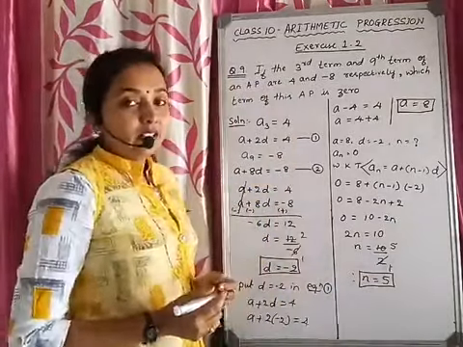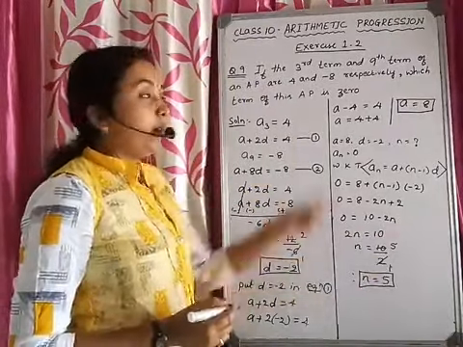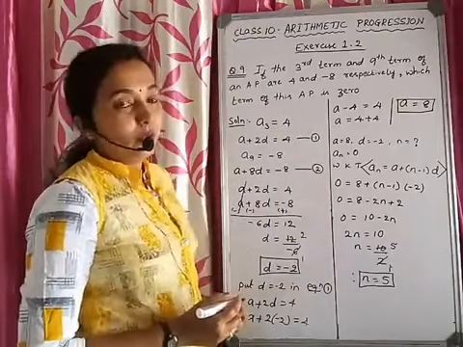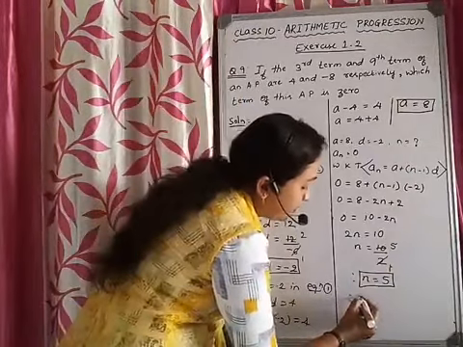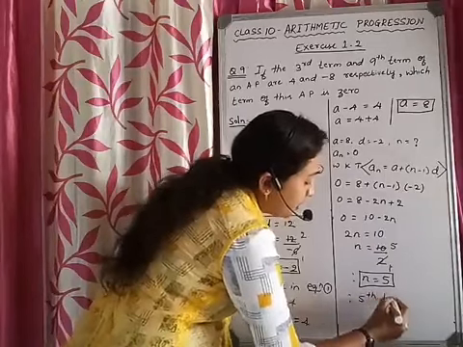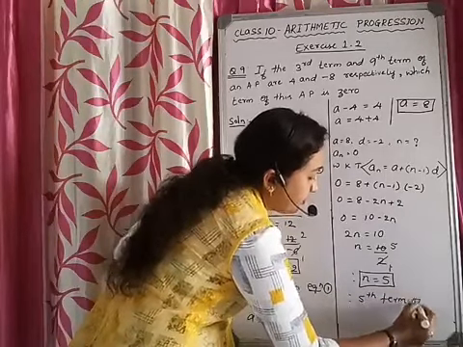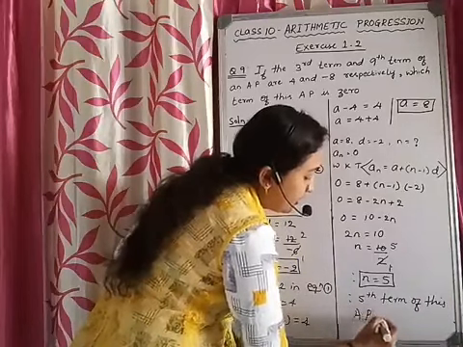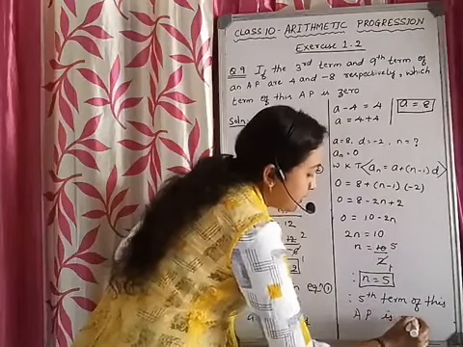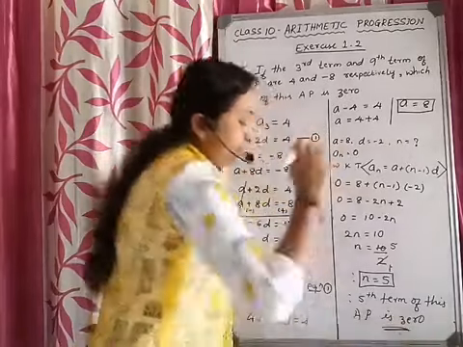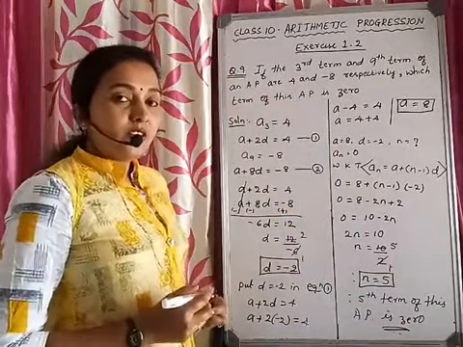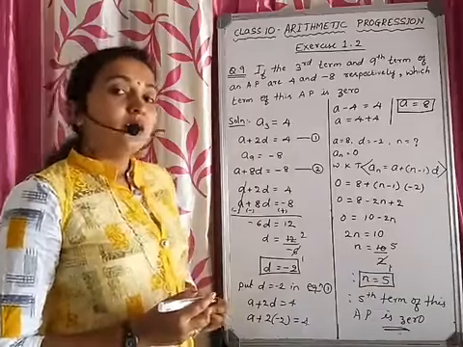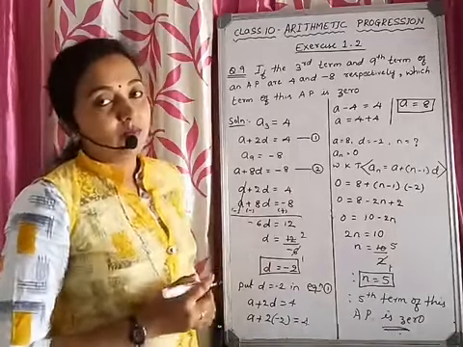Now it is clear that the fifth term of this AP is 0. Therefore, the fifth term of this AP is 0. Do you understand, children? Okay. Let us go for the next question.